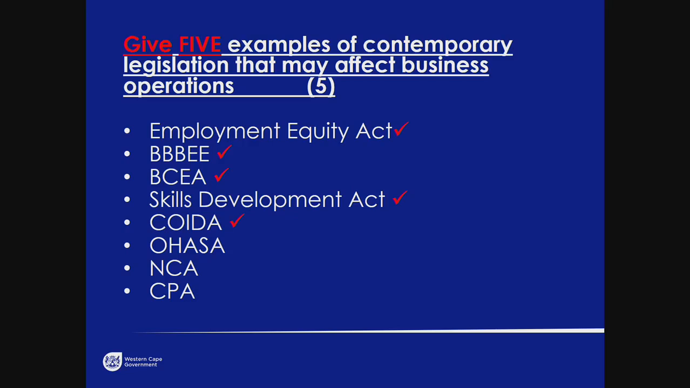And there it is: Employment Equity Act, BBBEE, BCA, Skills Development Act, and now I've counted 1, 2, 3, 4, 5. The bottom 3 will be cancelled out because the question clearly specified 5 examples. So we mark the first 5 only. It's also important to remember we're not going to look for the correct answers. If you've written 7 or 8 like you have in the slide there, and your first 2 are wrong, and the bottom 3 are correct, we're not going to get there. We don't even look at the answer. We just say 1, 2, 3, 4, 5, cancel.